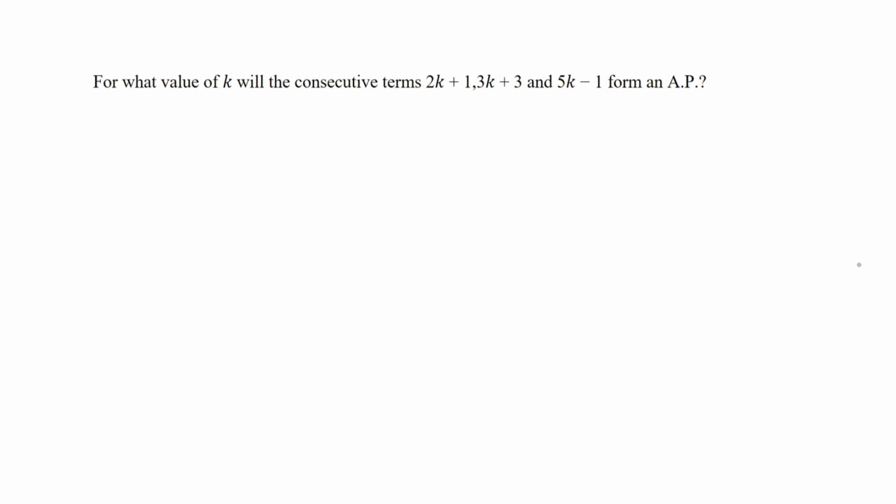The next question is, for what value of k will the consecutive terms 2k plus 1, 3k plus 3 and 5k minus 1 form an AP? If some terms are in AP, what is the general logic we know? Common difference is the same. So it means second term minus first term, that is 3k plus 3 minus, in the first term two terms are there, so the bracket must, 2k plus 1 equals third term minus second term, so that is 5k minus 1 minus, bracket compulsory, 3k plus 3.